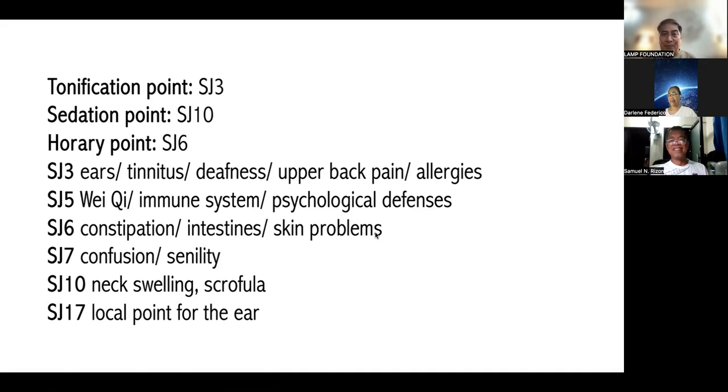Okay. So Sanjiao 3 is the tonification point. And siguro naman by now, you already know the pathway of the Sanjiao, no? So it's good for the ears, for tinnitus, deafness, upper back pain. Okay, sino ang partner ni Sanjiao sa six channels? Gall bladder. Okay. Upper back pain. Allergies. Foot Shaoyang. Okay. Now let's go to SJ5. How do you classify SJ5?